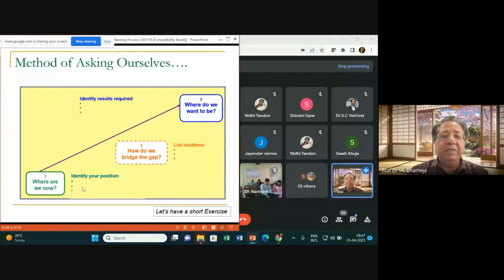You can write the things over here where you want to be. So identify the results required. So there you can write where you want to be basically, and then how will you bridge that gap? So whatever is the gap between the futuristic vision and the present thing, how will you bridge that gap? So what could be the possible solutions? So list the solutions over here. So this is the place where you can write the solutions.